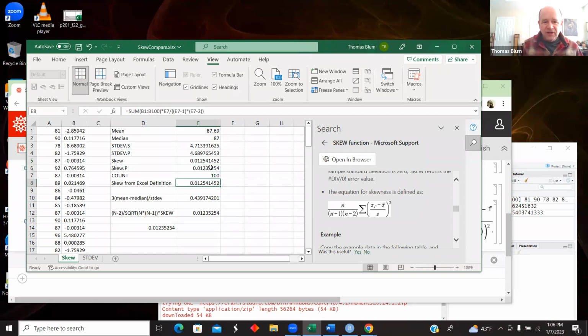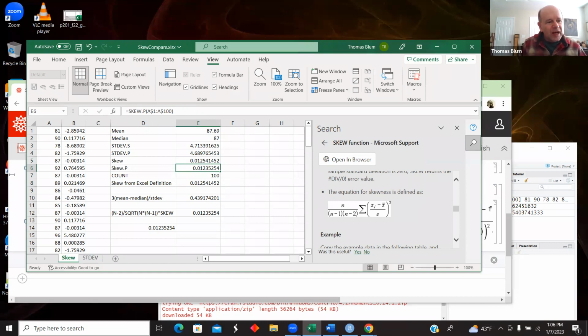And they have this other definition, Skew.P, with a similar difference to that between STDEV.S and STDEV.P. The P in standard deviation says this is the whole population, it's all there is, whereas STDEV.S imagines more data coming.